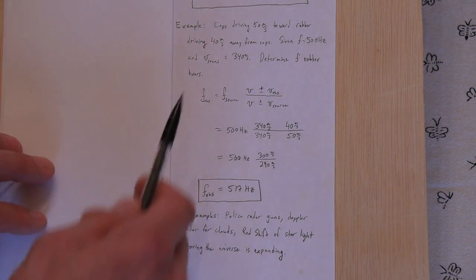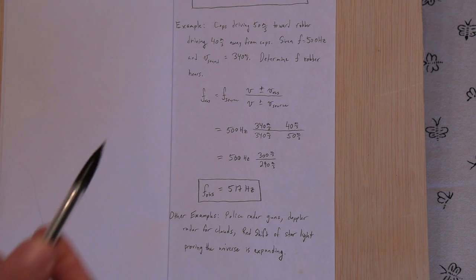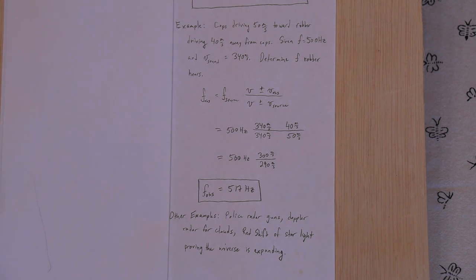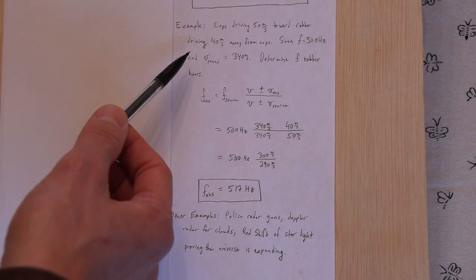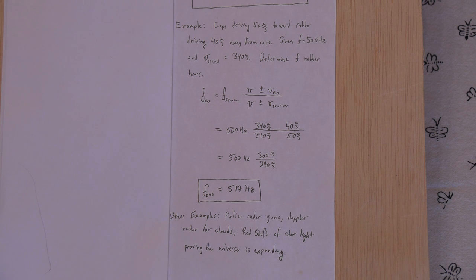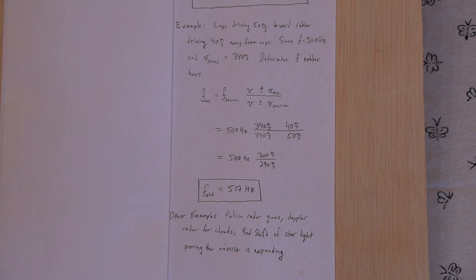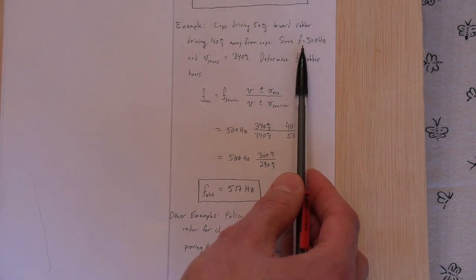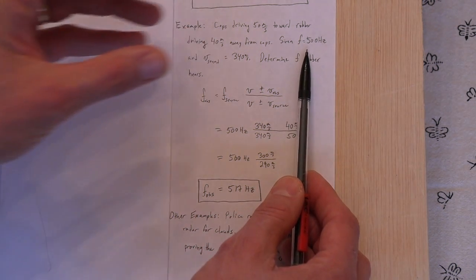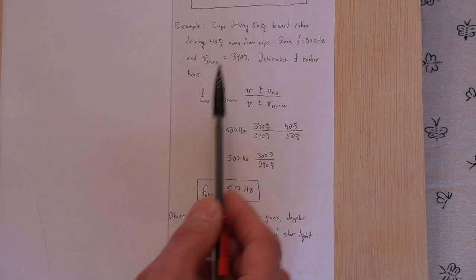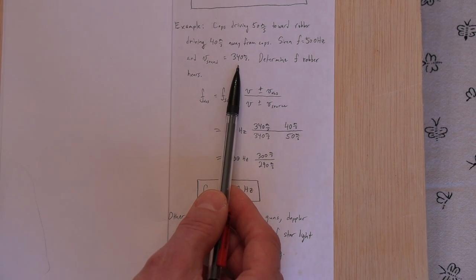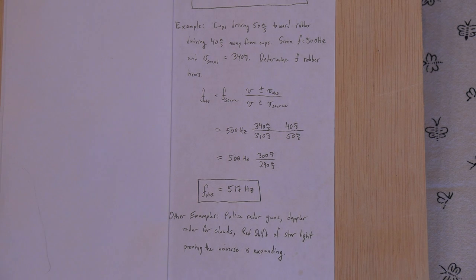So cops are driving 50 meters per second. That's like over 100 miles an hour. But they're chasing the robber, who is driving away at 40 meters per second. So they're gaining on the robber. The siren is 500 hertz at that instant. That's at the speaker, what it's creating with its oscillations. The speed of sound on the day is 340. Determine the frequency the robber hears.